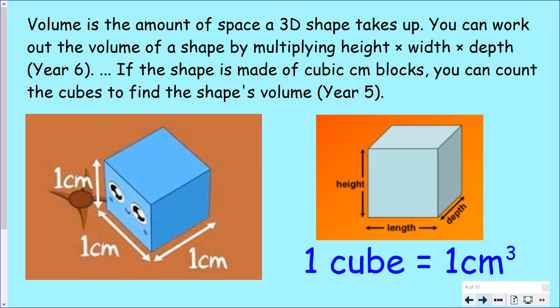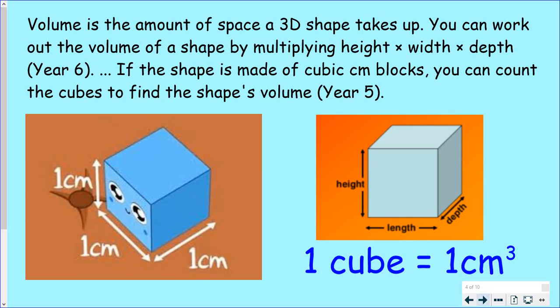So if the shape is made of cubic centimetre blocks, I want you to think back to when you were last at school, the little cubes that we use for maths, they are 1 centimetre cube blocks. The work that you're going to look at today is going to involve looking at those shapes. So if the shape is made up of cubic centimetre blocks, you can count the cubes to find the volume of the shape. So 1 cube is 1 centimetre cubed.